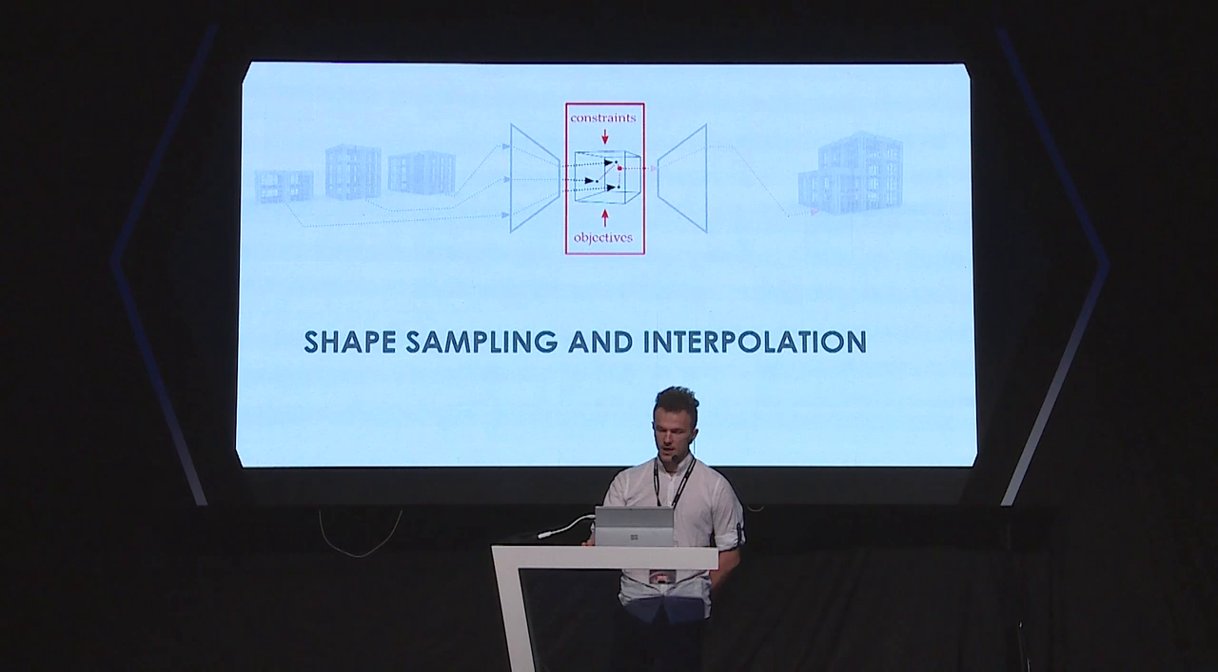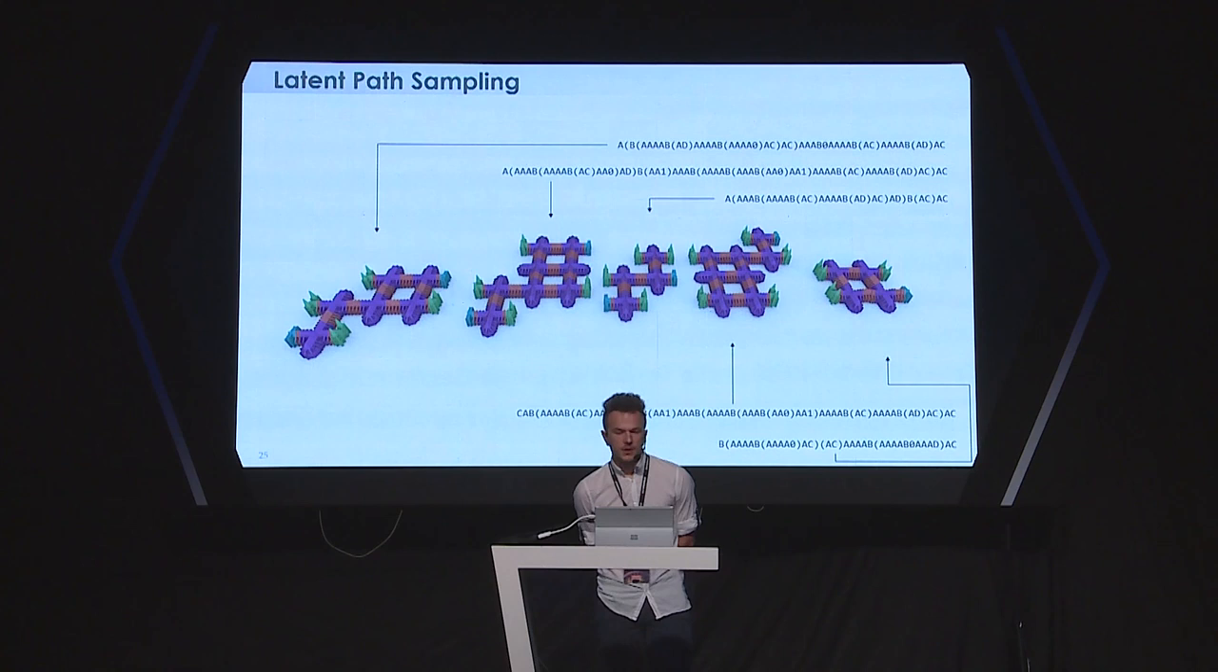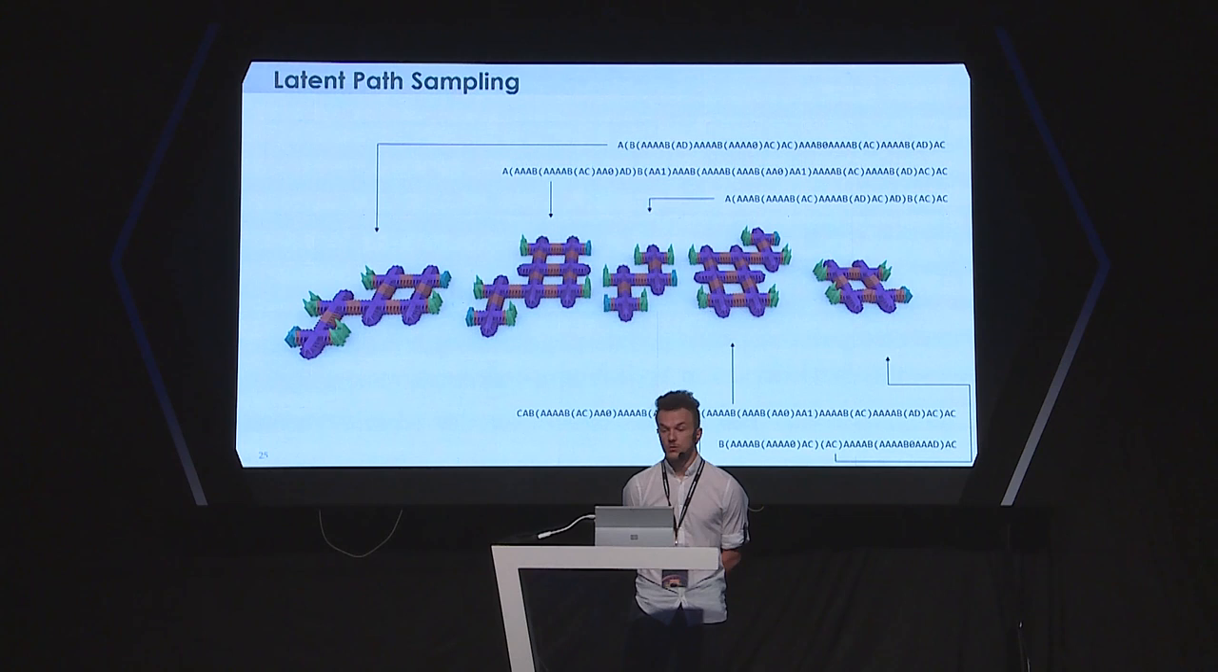We explored different opportunities of sampling or using the latent space of the autoencoder to generate models. And we started by sampling directly in latent space. So I will skip the less interesting point sampling or four-point perturbations, a linear interpolation, and jump to what we called latent path sampling.